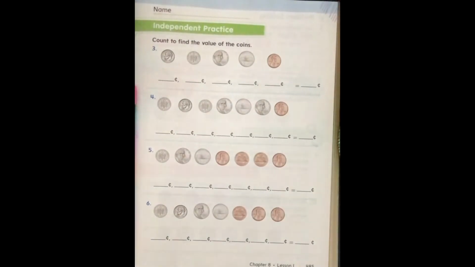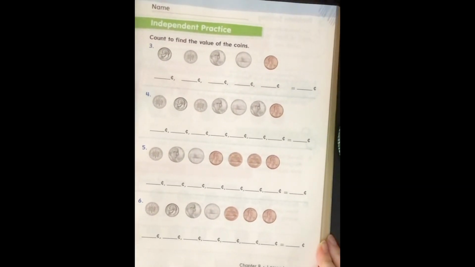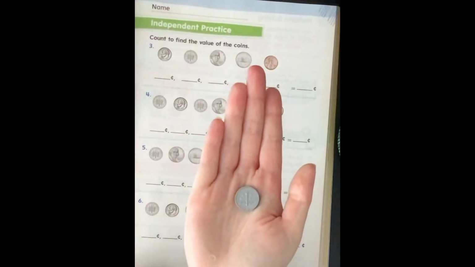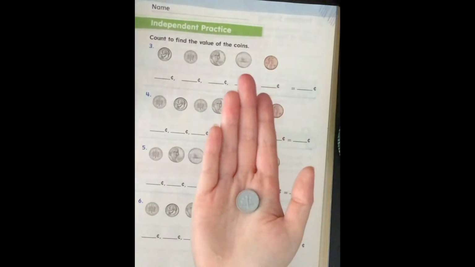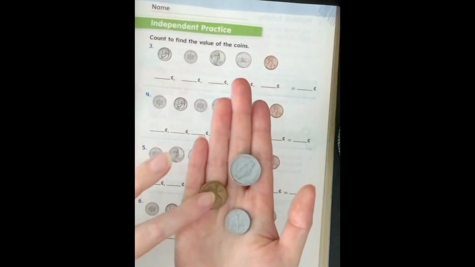Okay, everyone. Now we are going to do page 485. Again, we need to count to find the value of the coins. We are counting dimes that are 10 cents, nickels that are 5 cents, and pennies that are 1 cent.